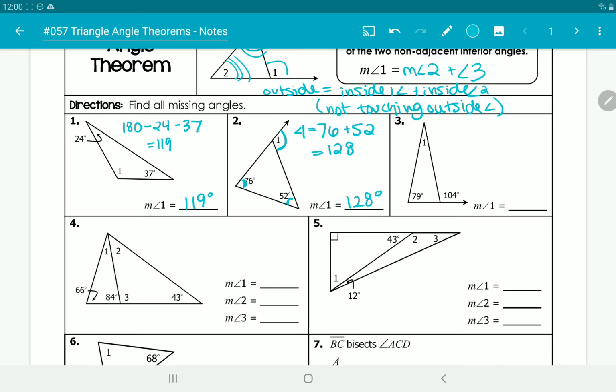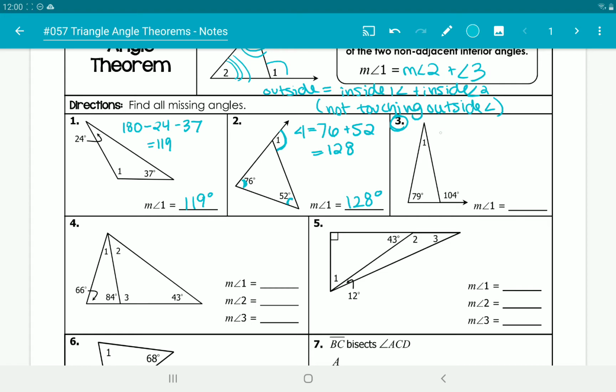Okay? I'm going to ask you actually to go ahead and pause the video and try number 3 on your own. Just remember that this outside angle is equal to these two angles added together. Okay, so try that and we'll see how you did it, and press play once you're done.